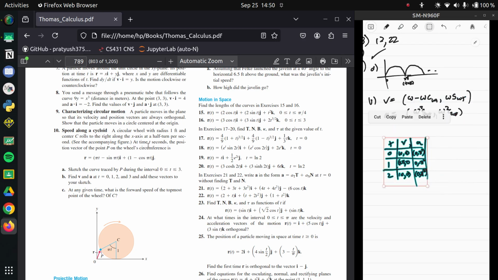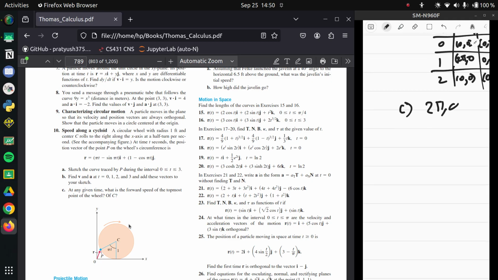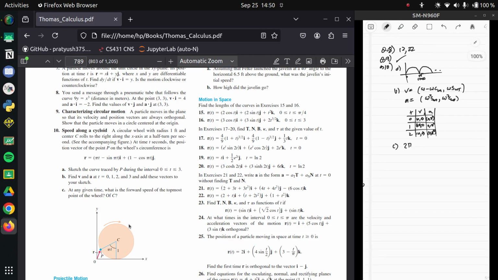Okay, next thing. Next we have question C. C is, at any given time, what is the forward speed of the topmost point of the wheel? Oh, come on, it's just 2 times Vx, because we know that the point of contact doesn't have any speed. This has some speed. This is done so many times. So what's the Vx velocity? It's just pi, so this is going to be 2 pi basically. Okay, whatever. Next question.